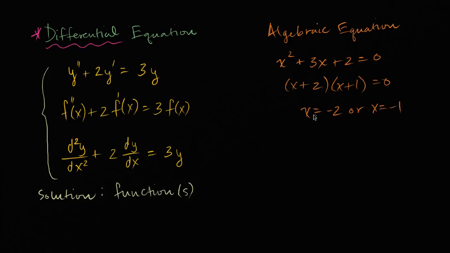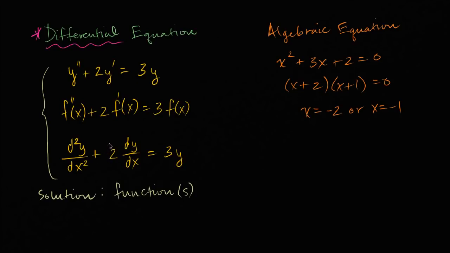The solutions here are numbers or a set of values that satisfy the equation. Here it's a relationship between a function and its derivatives. And so the solution is going to be a function or a set of functions.